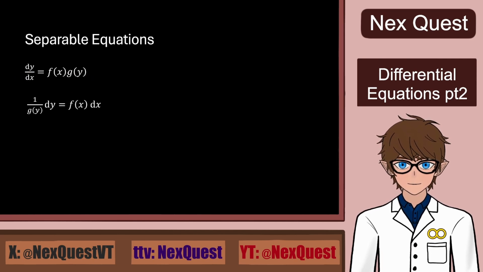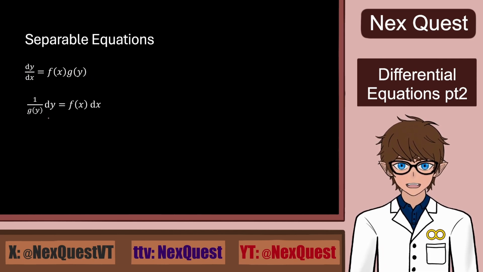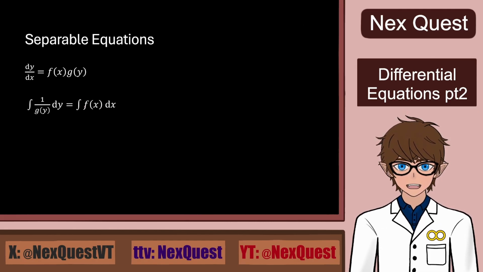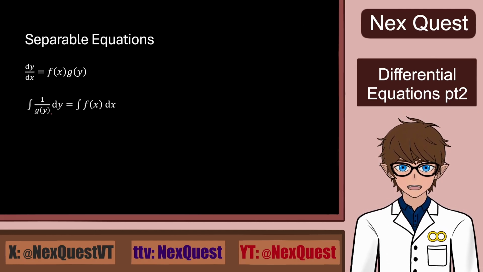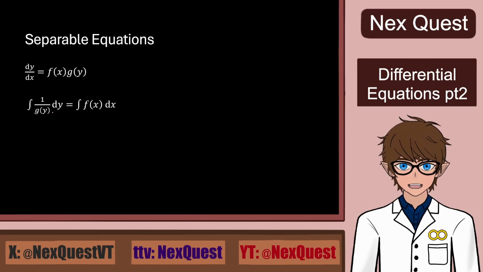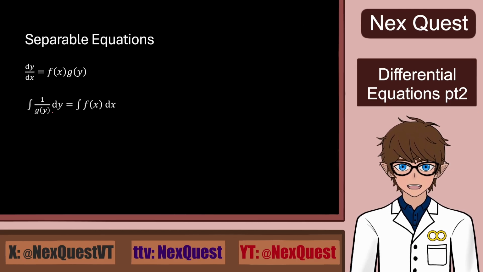So like this. And now that we have all of the same variables separated to separate sides, we integrate both sides and we get, well, that's how we would solve it. Then we would be left with some constants, and then we would use initial or boundary conditions. We could solve it completely, but more on the latter in a bit.